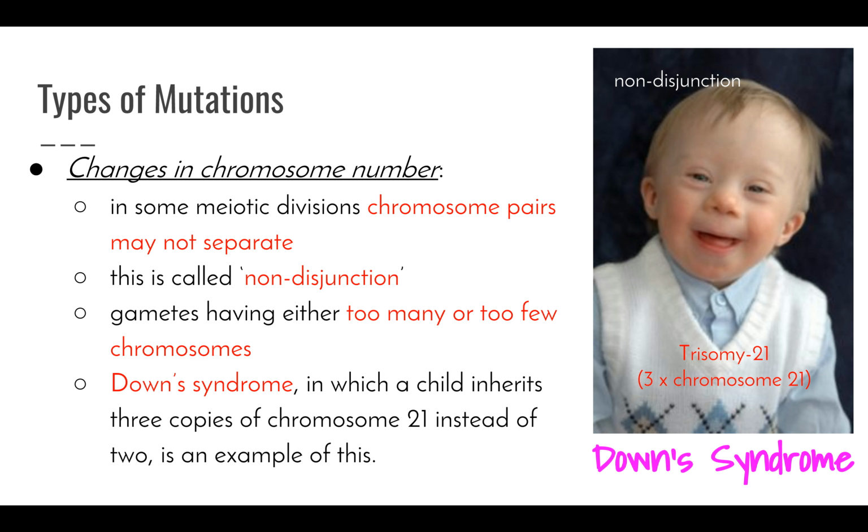Now, the majority of the time, having too many or too few chromosomes is lethal, and the individuals will not survive. However, it has been found that those with trisomy 21, or 3 times chromosome 21, survive, and they have these very obvious features which we can see in this image of this little boy here.